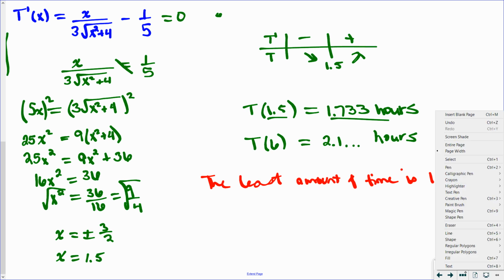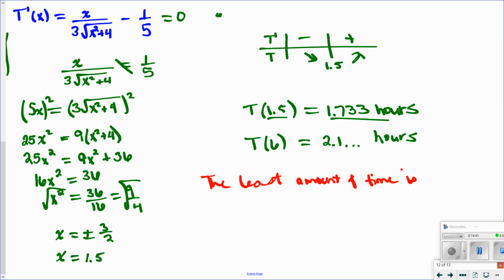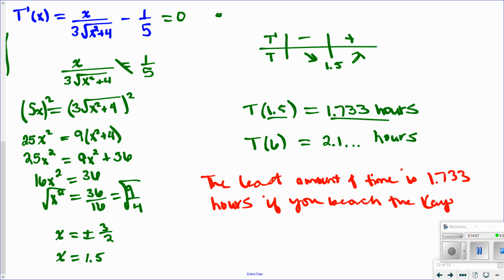Okay, so let's erase that. And drop back to the pen here. Is 1.733 hours, if you beach the kayak, 1.5 miles from the clubhouse.